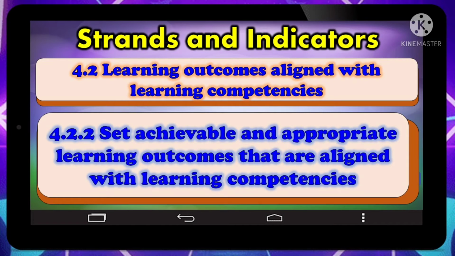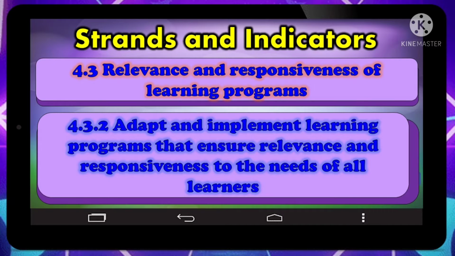The second strand is 4.2, Learning Outcomes Aligned with Learning Competency. And the indicator for the proficient teachers is 4.2.2, Set achievable and appropriate learning outcomes that are aligned with learning competencies. The third strand is relevance and responsiveness of learning programs. And the specified indicator is to adopt and implement learning programs that ensure relevance and responsiveness to the needs of all learners.